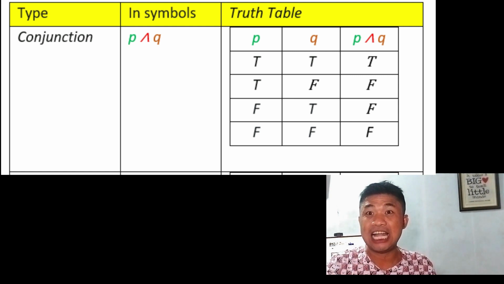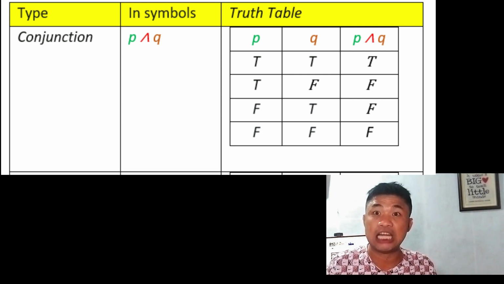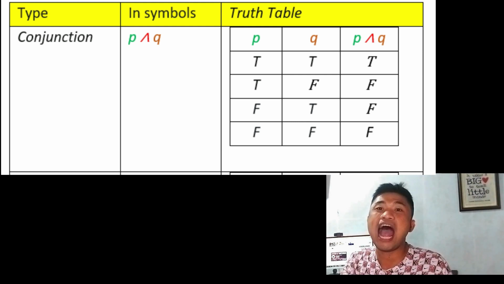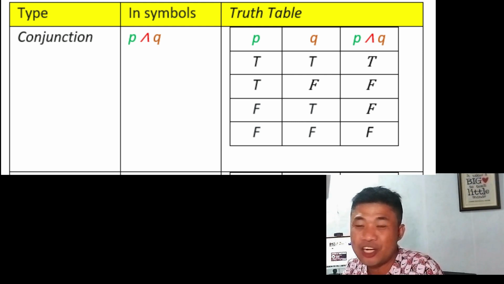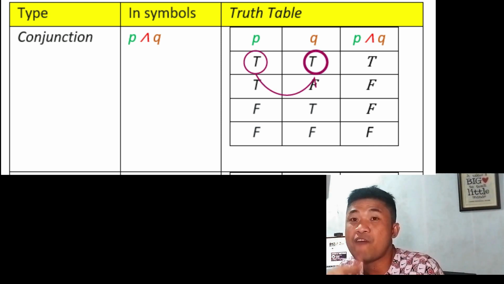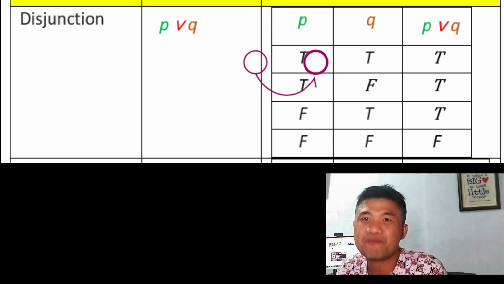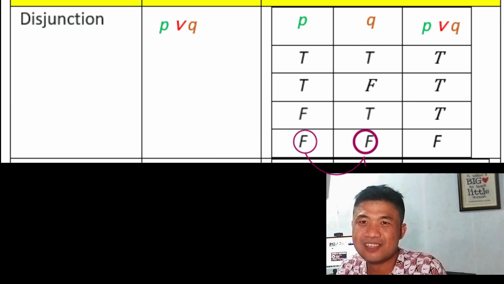In conjunction, we need two true propositions to make the compound proposition true. Otherwise it is false. The remaining are false. Example, TF, only one, so false. FT, false. False, false. Of course, there's no T, so that is false.